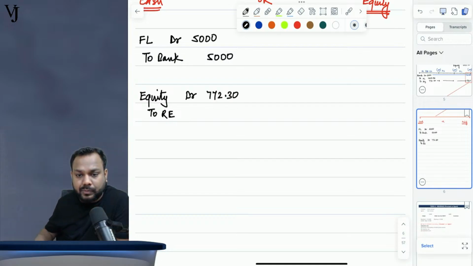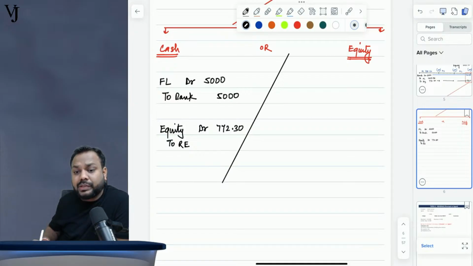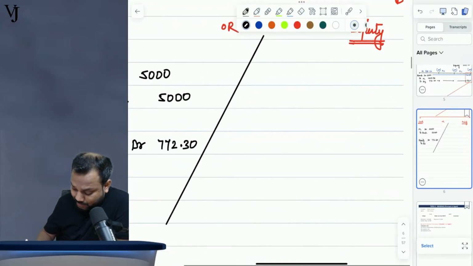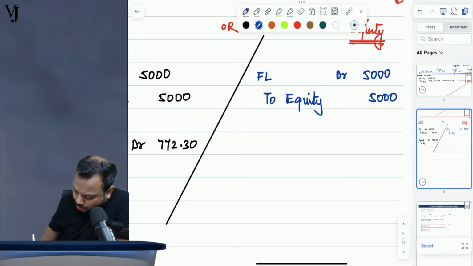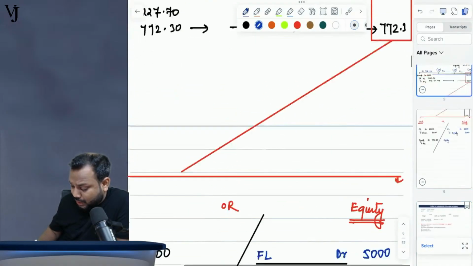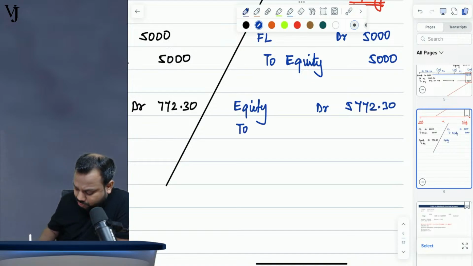Okay. Now second, if the instrument holders ask for equity shares, then first of all I will transfer FL account debit 5,000, because we are not required to pay cash. I will transfer it to equity 5,000. Now what is the balance of equity? Earlier I had 772, now I transferred 5,000, so my equity balance becomes 5772.30. From this, I will issue equity share capital at face value.